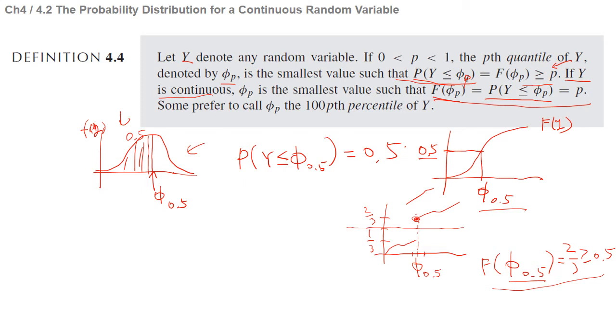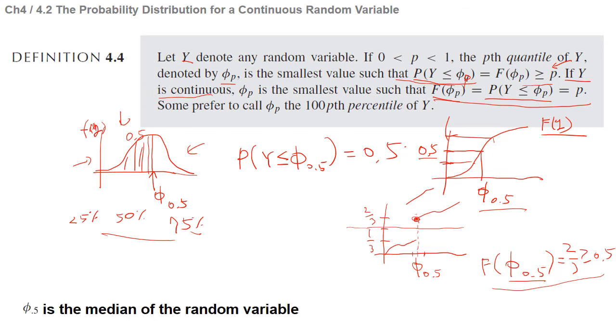Okay, and the quantiles that we use a lot are the 25% quantile, the 50% quantile, and the 75% quantile. To calculate these quantiles, if you have the distribution function, you can calculate them from the graph, or even if you have the probability density function, you can calculate the quantile value from the integration. And note that 5.5 is the median of the random variable. Okay.